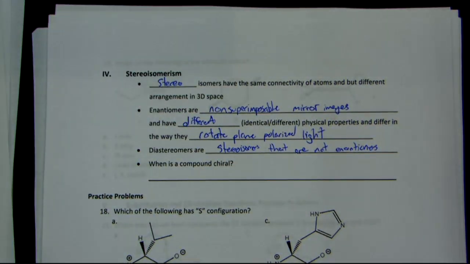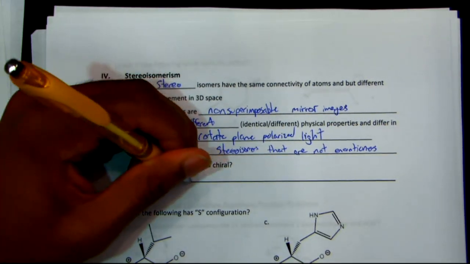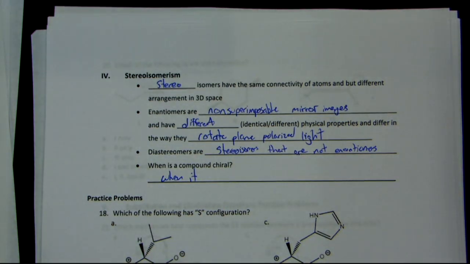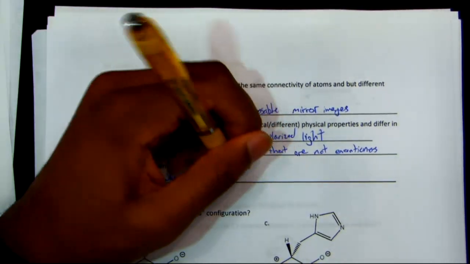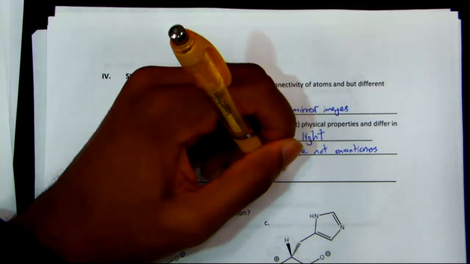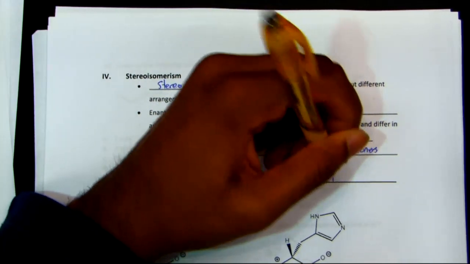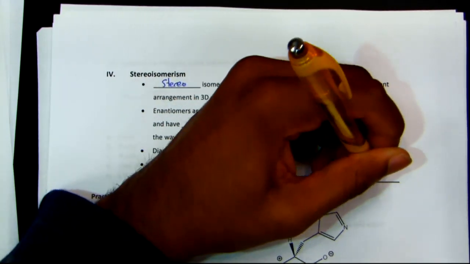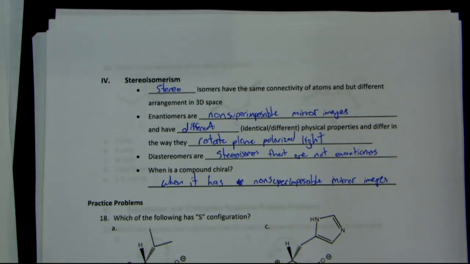Okay, so when is a compound chiral? When it has a non-superimposable mirror image. So I think your book tells you what usually works most of the time is, does it have 4 different things it's attached to? That works most of the time. This one is the universal rule, basically, when it has a non-superimposable mirror image. Okay, does that make sense?